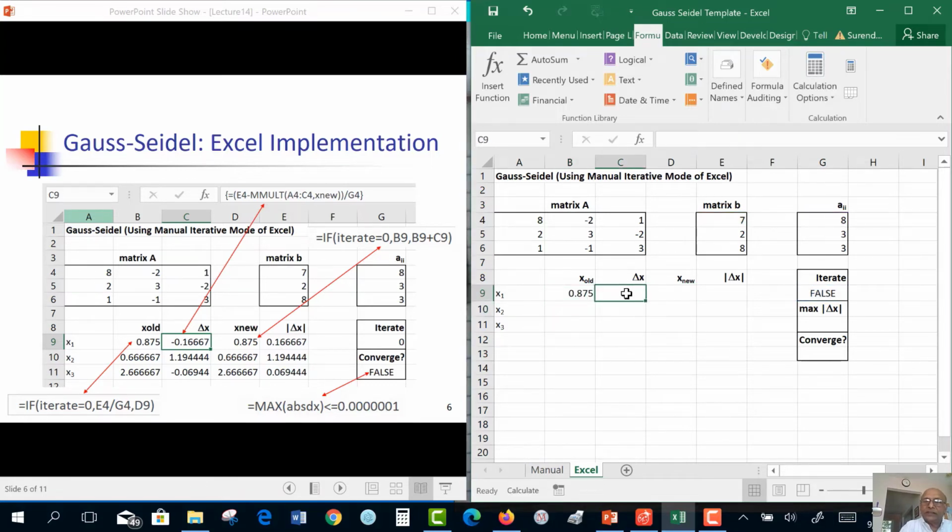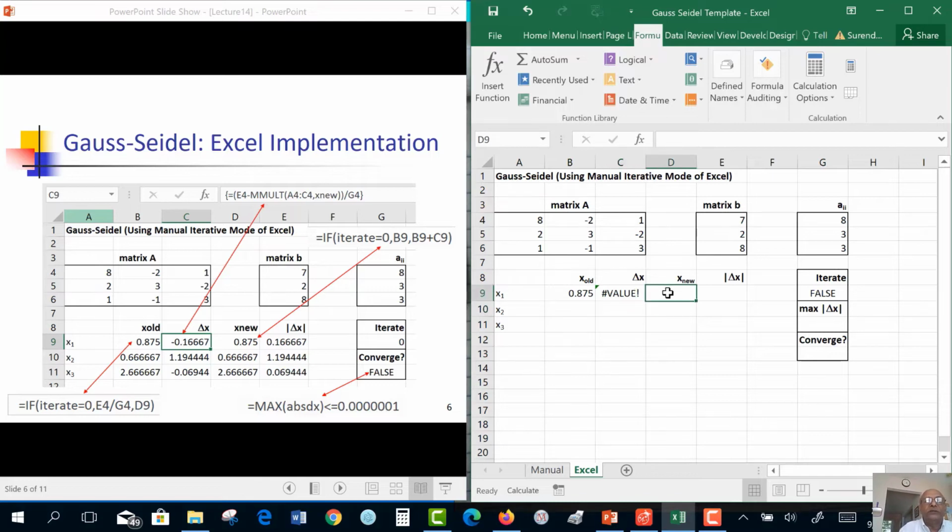What is our delta X? Now our delta X is special. So we are going to take B minus, and we are going to do a matrix multiply of the first row by X new, and then divide by the diagonal element. So that was our formula. Right now we don't have an X new defined, so it is giving us this value error.